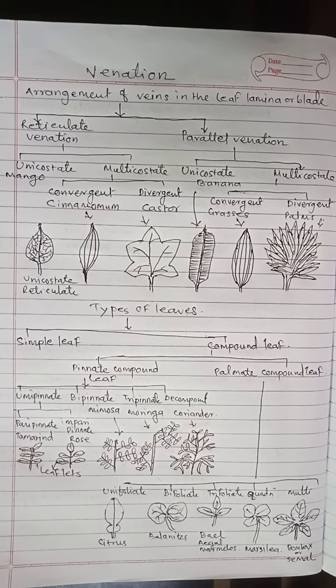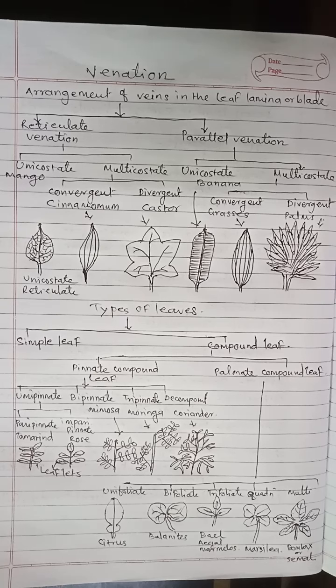The compound leaves may be of two types: pinnately compound leaf and palmately compound leaf. First one, pinnately compound leaf. Compound leaf in which the rachis bears two rows of simple or divided leaflets on lateral side. The leaflets may be arranged alternately or in pairs along the rachis. It is of following types: unipinnately compound leaf, bipinnately compound leaf, tripinnately compound leaf, and decompound leaf.